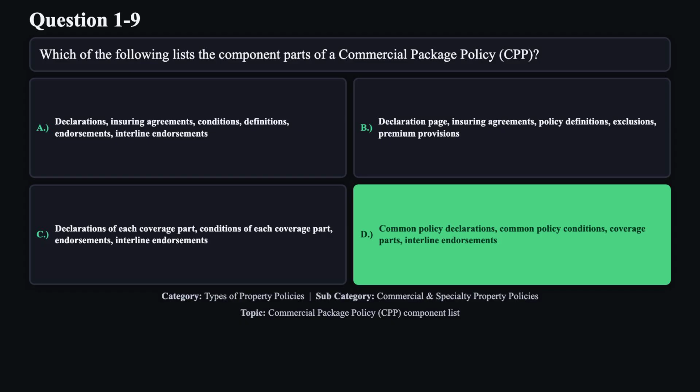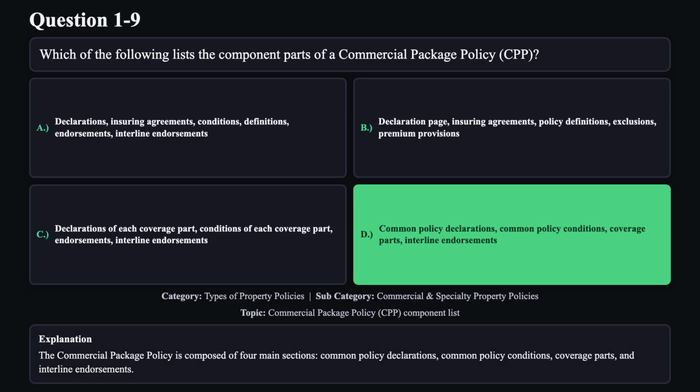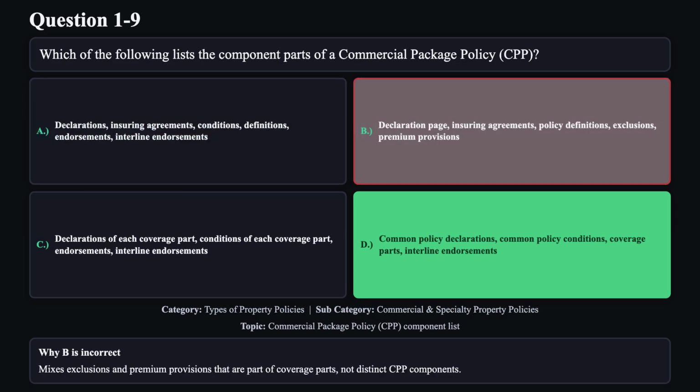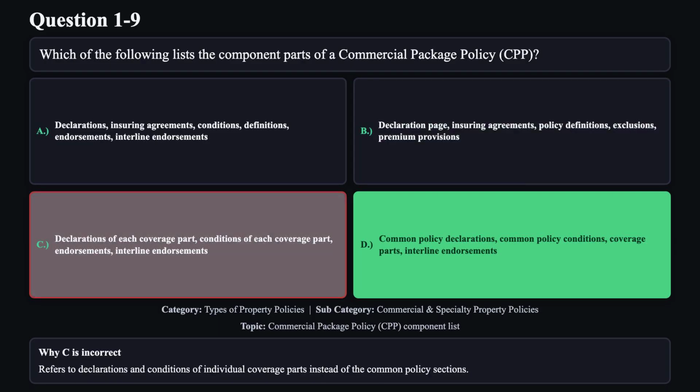The correct answer is D. The commercial package policy is composed of 4 main sections: common policy declarations, common policy conditions, coverage parts, and interline endorsements. Reason A is not correct. Includes insuring agreements and definitions which belong within coverage parts rather than as separate CPP components. Reason B is not correct. Mixes exclusions and premium provisions that are part of coverage parts, not distinct CPP components. Reason C is not correct. Refers to declarations and conditions of individual coverage parts instead of the common policy sections.